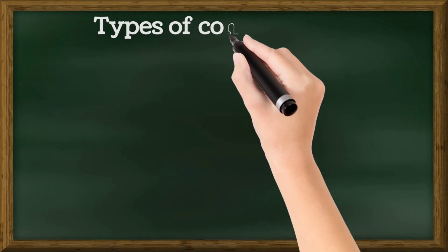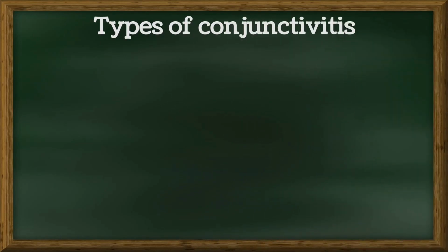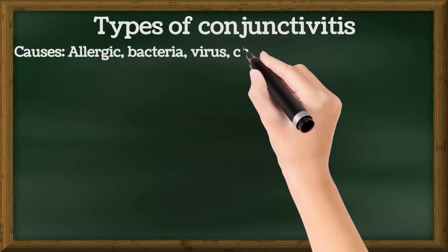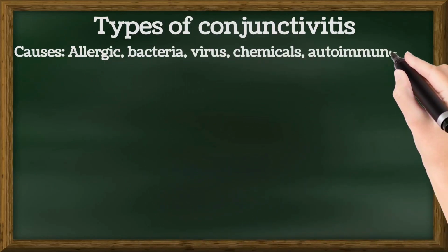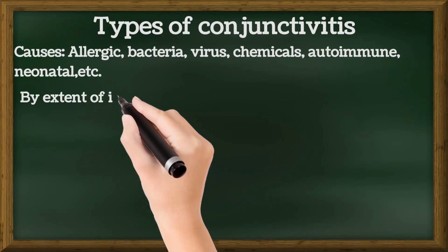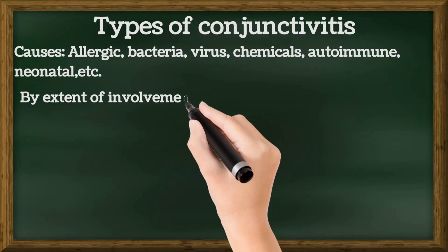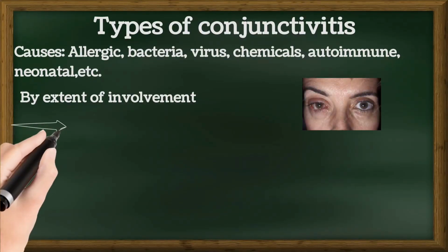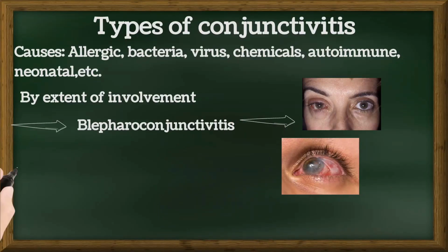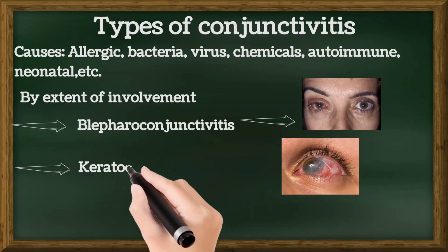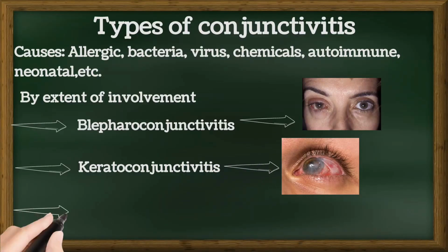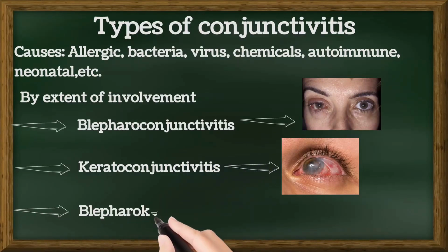Let us talk about types of conjunctivitis. It may be classified according to causes, for example, allergic, bacterial, viral, chemical, or autoimmune conjunctivitis. Extent of involvement means apart from conjunctiva, which surrounding structures are involved. Inflammation of conjunctiva along with inflammation of the eyelid is called blepharoconjunctivitis. If the cornea is inflamed along with the conjunctiva, it is called keratoconjunctivitis. And when the eyelid, conjunctiva, and cornea are all involved, it is called blepharokeratoconjunctivitis.